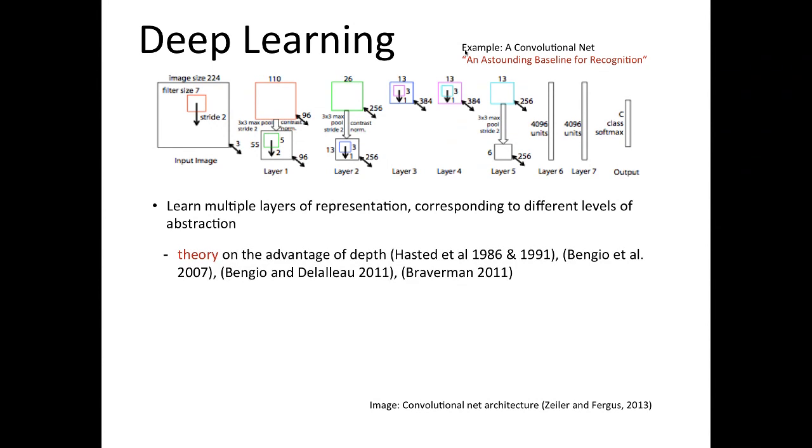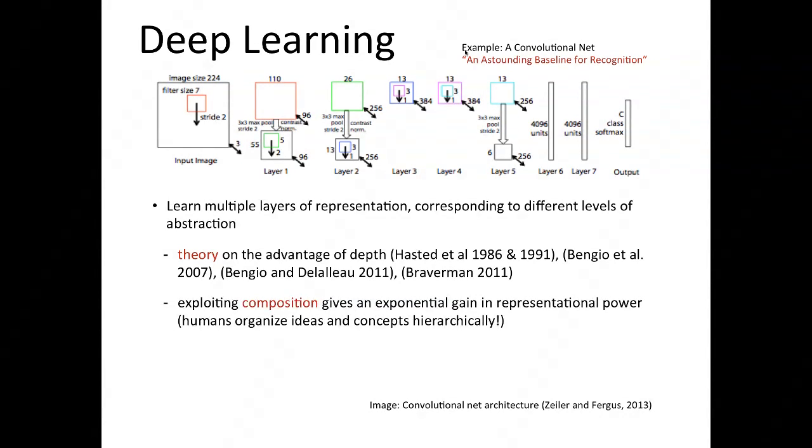Deep learning theory came out in the 1980s and 1990s, but after that, people developed these theories to make it work with deep neural networks. Deep learning is also exploiting composition, giving us an exponential gain in representative power because we humans organize ideas and concepts hierarchically. And deep learning is also biologically inspired, because the brain is deep.